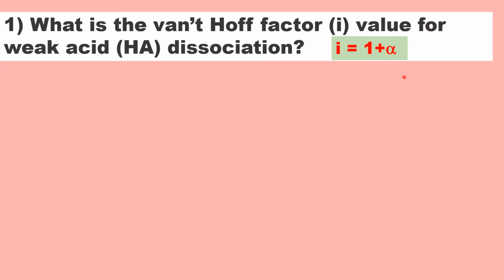i equal to 1 plus alpha. This is the i value for dissociation of weak acid, where alpha is the degree of dissociation. Let us derive this.